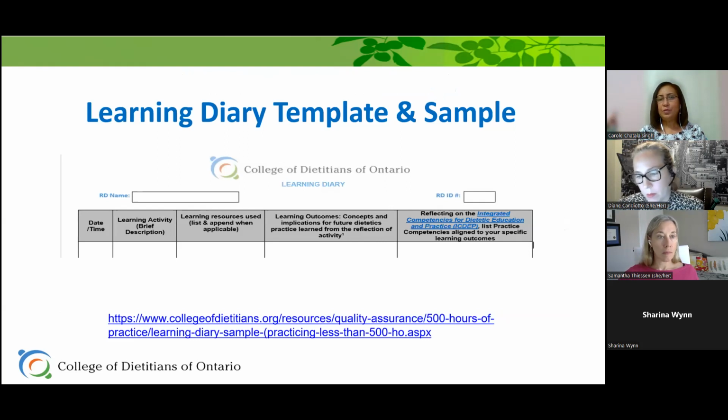So on our website, we have a template of a learning diary. And as you can see on the slide, you can include your learning activity. So whether you're doing a course, the learning resources that you've used, so the actual documents that you might have reviewed, any learning outcomes, so the concepts and the implications for practice, you need to record that in the learning diary. And then you need to reflect on the ICDEPs and link it to the specific competencies that are related to that learning. And as Samantha mentioned, the assessors, 2 trained assessors, will be looking at what you write in that learning diary and assess to determine whether you've kept up with your learning.